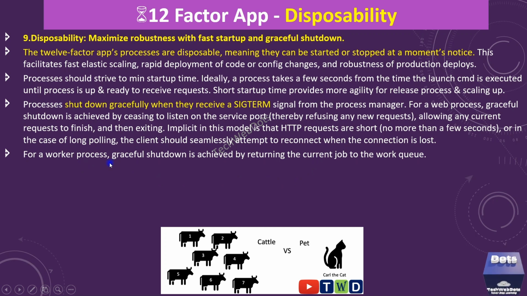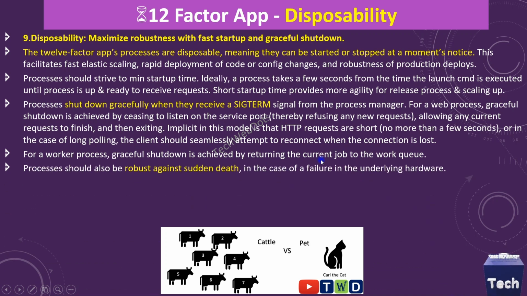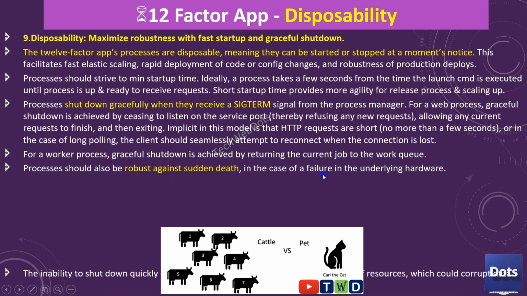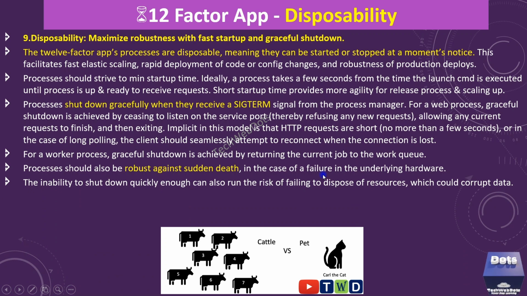For a worker process, graceful shutdown is achieved by returning the current job to the work queue. Processes should also be robust against sudden death in the case of a failure in the underlying hardware. So this can happen. The inability to shut down quickly enough can also run the risk of failing to dispose of resources, which could corrupt data.